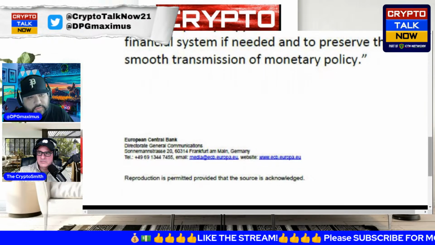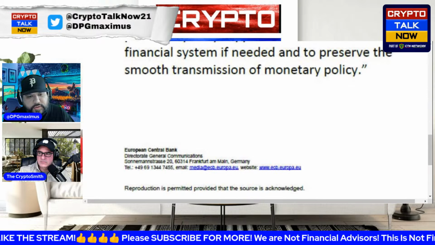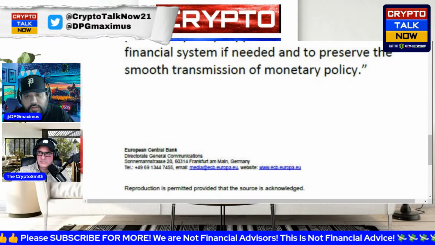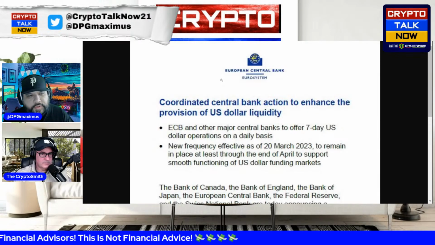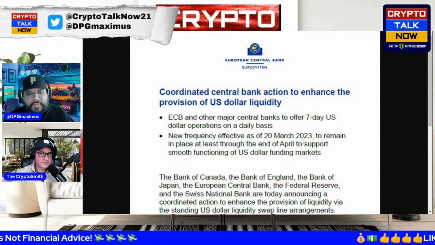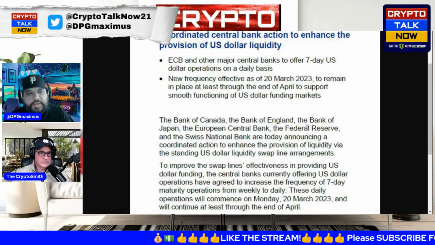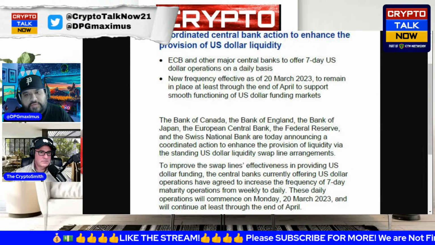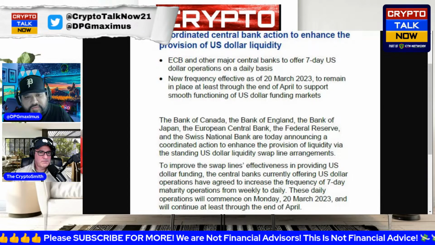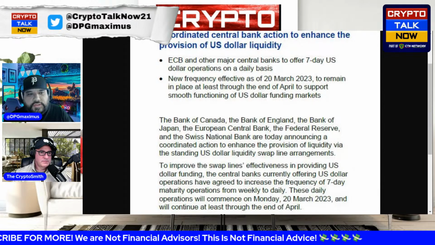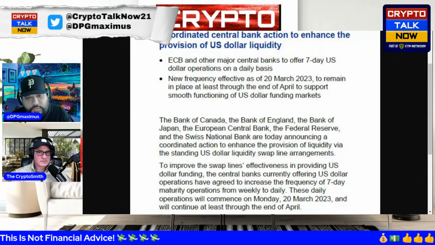Now, when we get into more about this, let me jump back for a brief moment. Go to this next particular page, and I'll also blow this up as well. This is the last part of it, so I'll just share it on this particular tab. Hold on a second. So, there we go. What it says: coordinated central bank action to enhance provision of U.S. dollar liquidity. The ECB and other major central banks to offer 7-day U.S. dollar operations on a daily basis. New frequency effective as of today, to remain in place at least through the end of April to support smooth functioning of U.S. dollar funding markets.